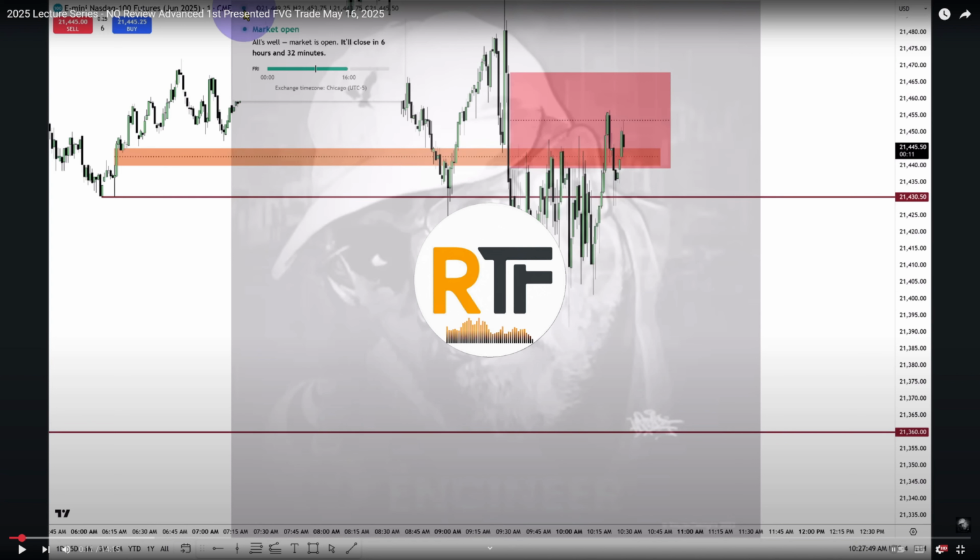I forgot to mention that this one is called the NQ Review Advanced First Presented Fair Value Gap trade on May 16th. So as we watch through, let's focus on the first presented fair value gap.